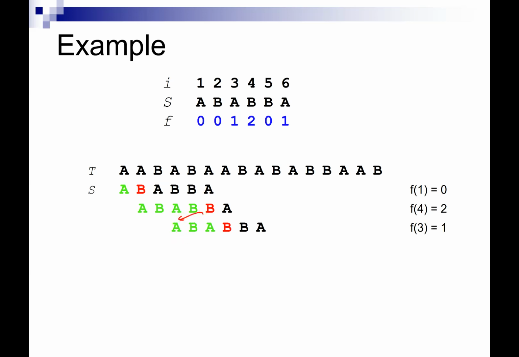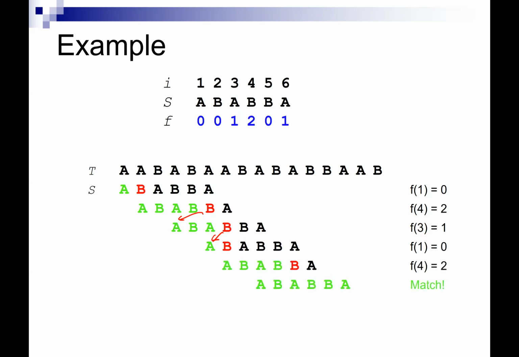So you back up by 2 locations here, and then you can match 3 letters, right? But you're going to mismatch on the 4th letter. So therefore, you're going to back up S by f of 3, which is equal to 1. So you back up by 1 location over here, and then you just keep going this way. And then eventually, at some point, you find that there is a match. Otherwise, if you reach the end of T and you don't find a match, then S is not in T.